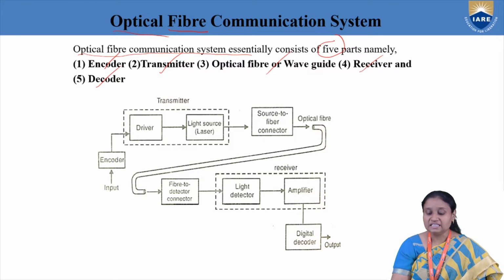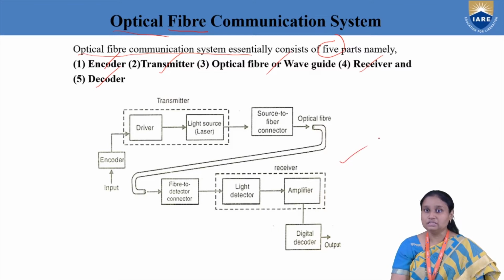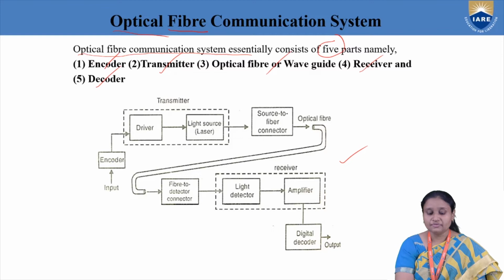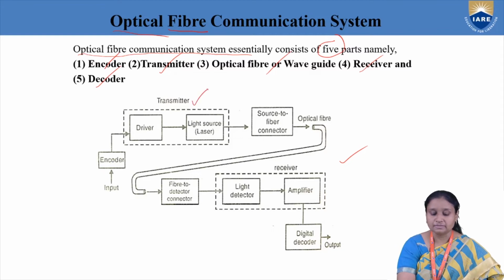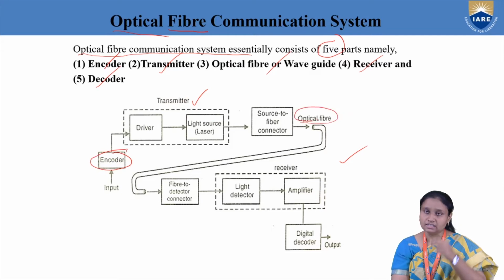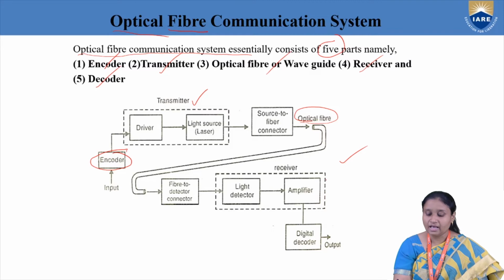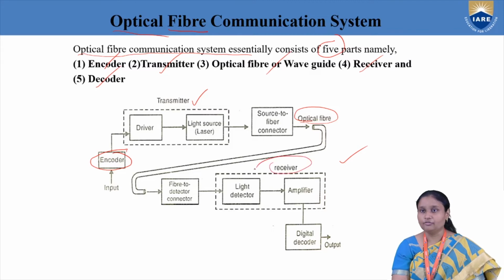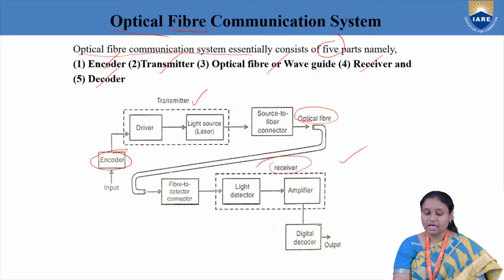Now if you see this figure, all these parts are visible. First we have our encoder, followed by the transmitter, and then we have our optical fiber or waveguide through which we are sending our information, and then we have our receiver at the other end of the optical fiber, and the final part of our optical fiber communication system is the decoder. Now we'll see the functioning of each part.